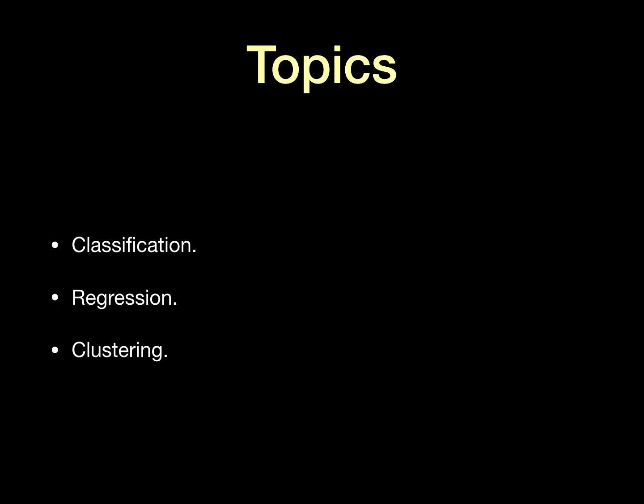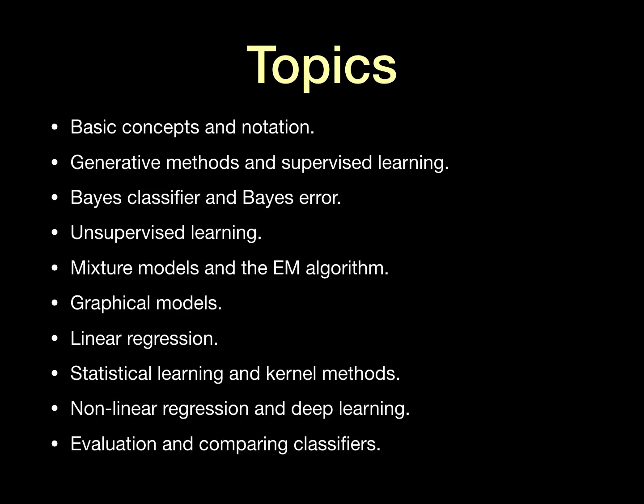We will cover several topics in this class. The major ones are classification, regression, and clustering. But we can subdivide this into a number of important topics, which are the basic concepts and notation that we will use throughout the course. This is going to be covered in the first couple weeks. Then we will turn our attention to generative methods and supervised learning. We will also cover Bayes classifiers and the Bayes error.